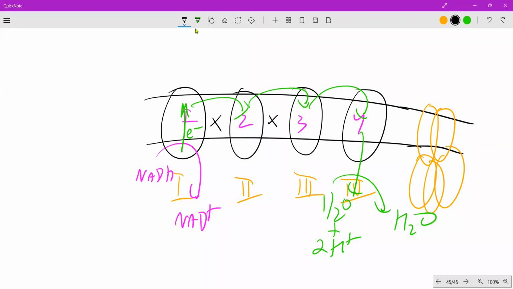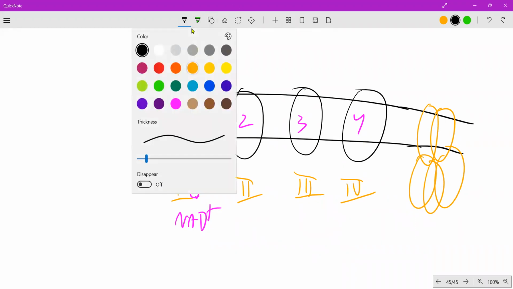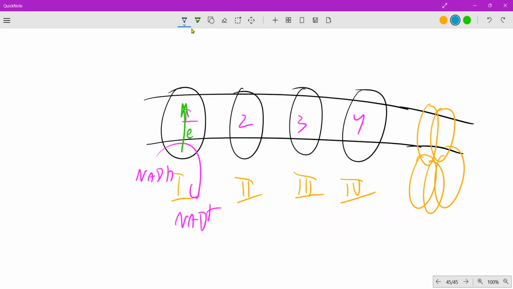Let us come back. We'll be talking about this later in detail, not to worry. But what I'm trying to tell you here is that 1 will not give to 2, 2 will not give to 3, and 3 will not give to 4. Always keep this in mind. 1 will give to something called coenzyme Q.